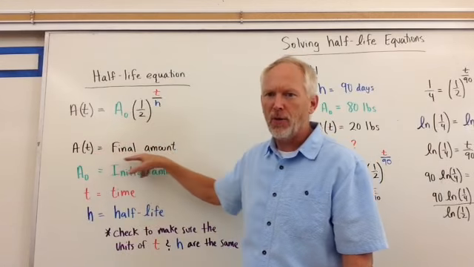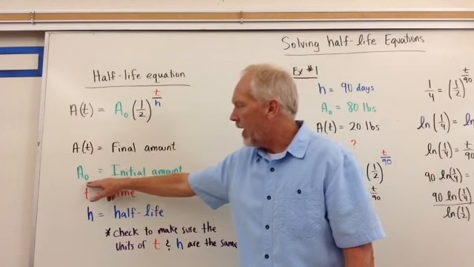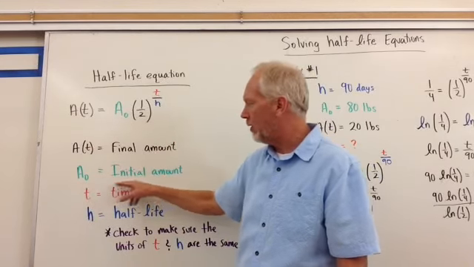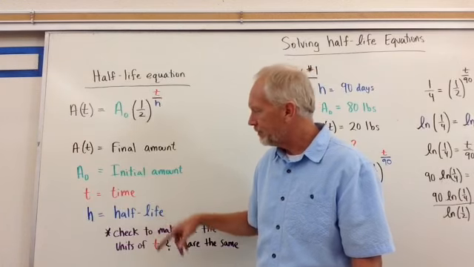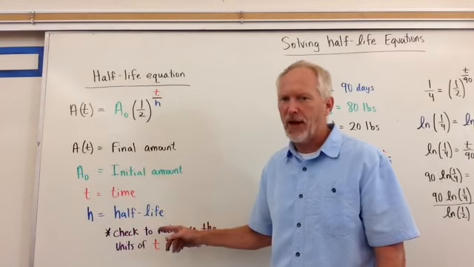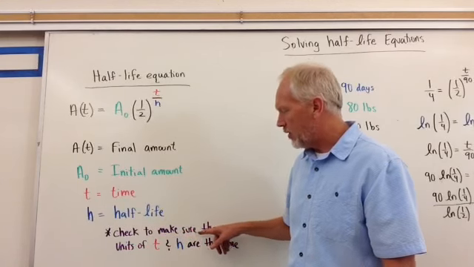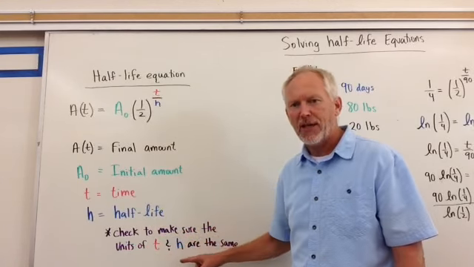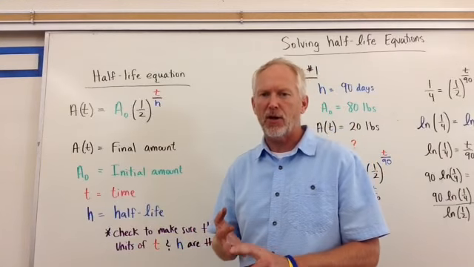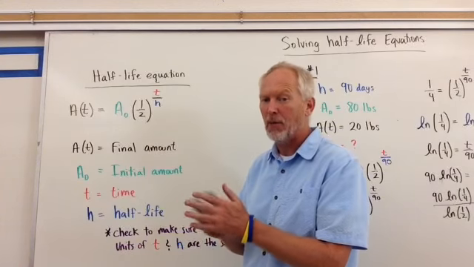A of t, that's our final amount, so the amount with respect to time. A naught is A sub 0 because our t is 0, so that's the initial amount. t is time, and h is half-life. And make sure you check that the units of t and h are the same. If it's days, it's days. If it's years, it's years. If it's hours, it's hours. They all have to match up and be the same.